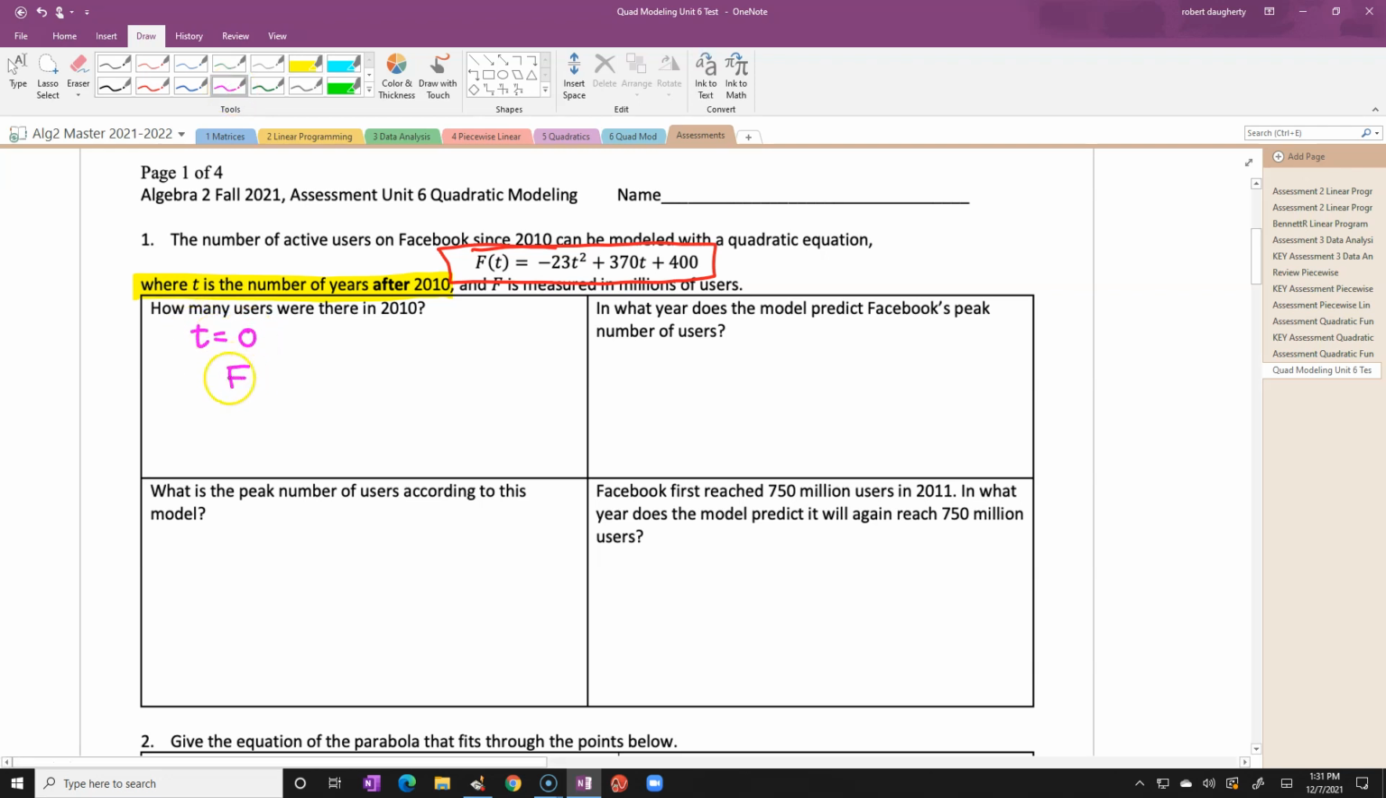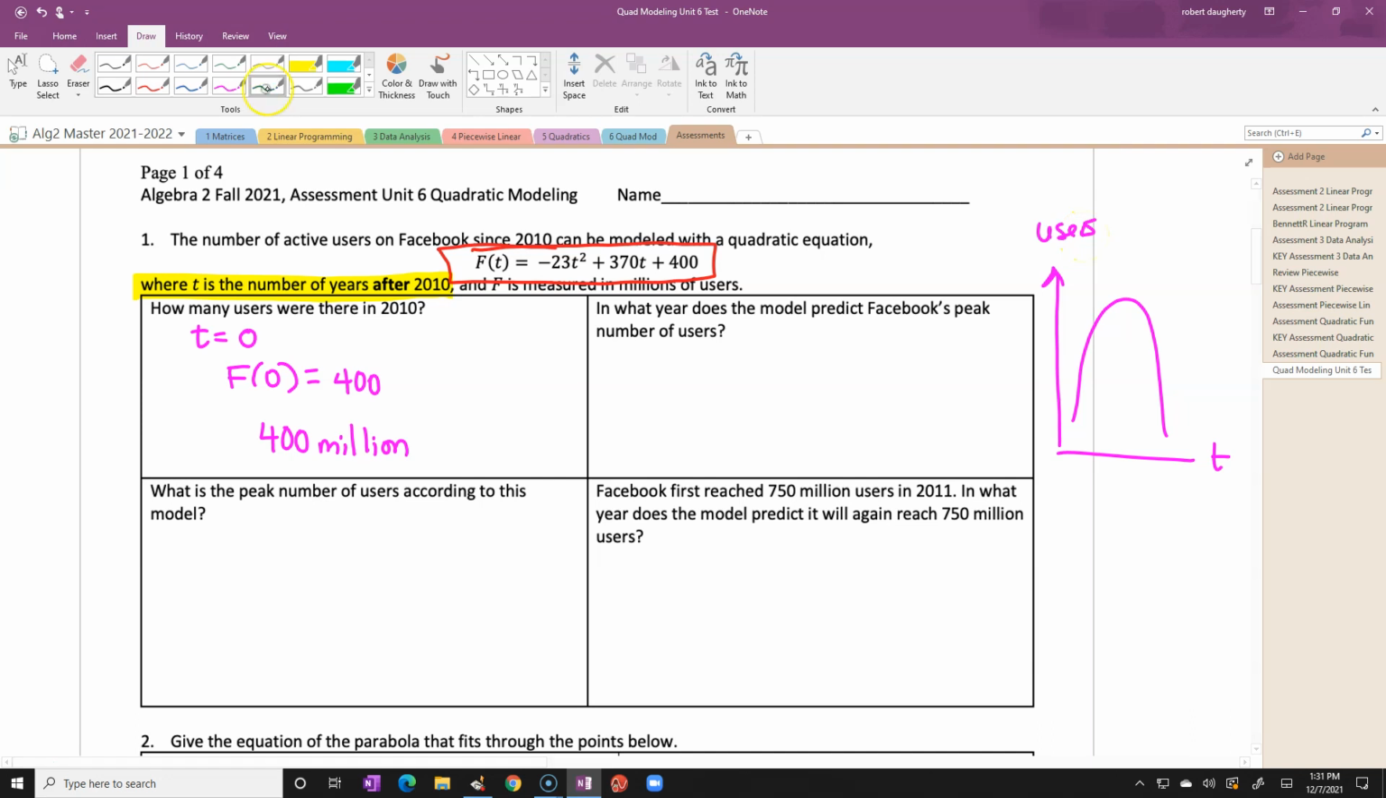So if you figure out what f of 0 is, that's just going to be 400. So there are 400 million users of Facebook in 2010. In what year does the model predict the peak number of users? Okay, this is a parabola that opens downward. So if this is my time and this is my number of users, this question is just code for go find the vertex. That's going to be the peak number of users.